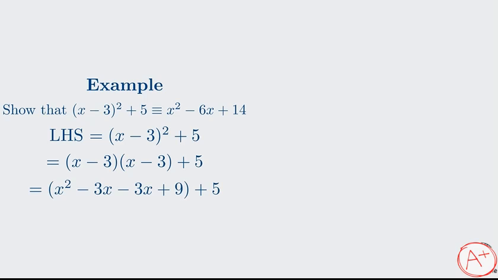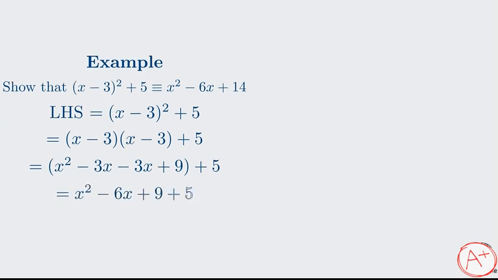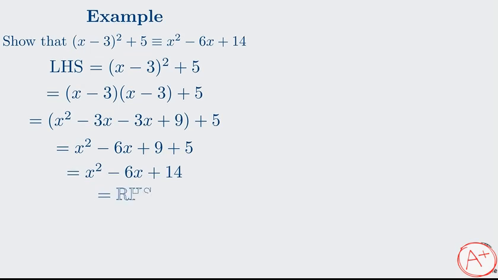x times x is x². Then we have -3 times x and another -3 times x. And finally, -3 times -3 is +9. We combine the like terms, -3x and -3x, to get -6x. Finally, we add the constants 9 and 5. This exactly matches our right-hand side. We have successfully proven the identity through clear algebraic transformation.